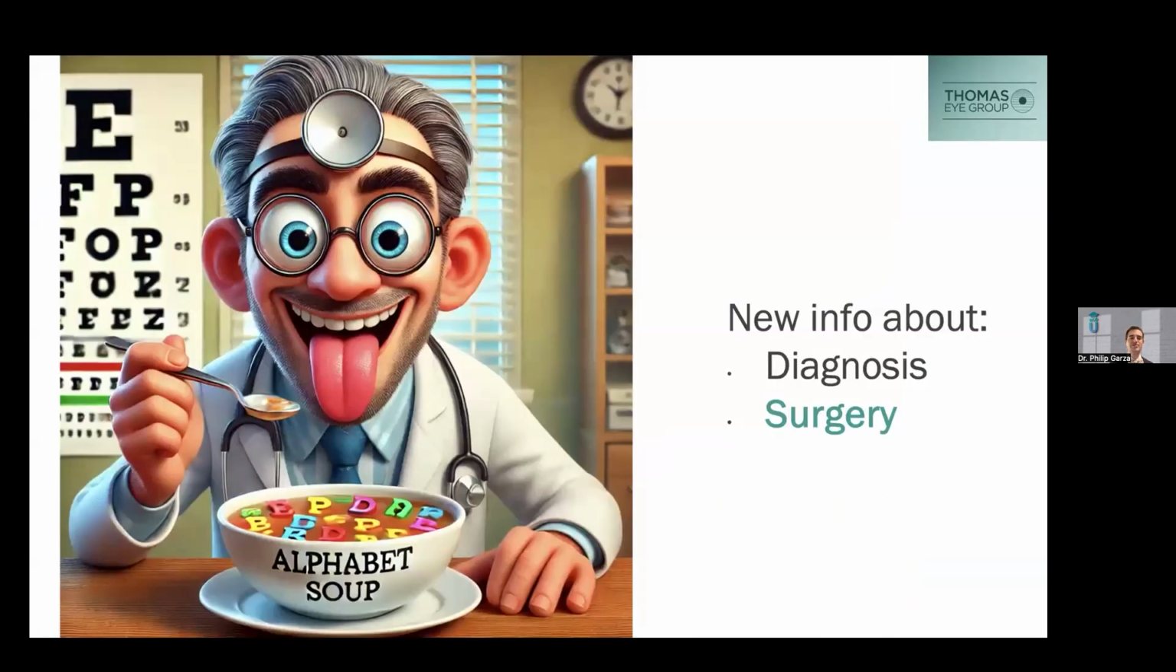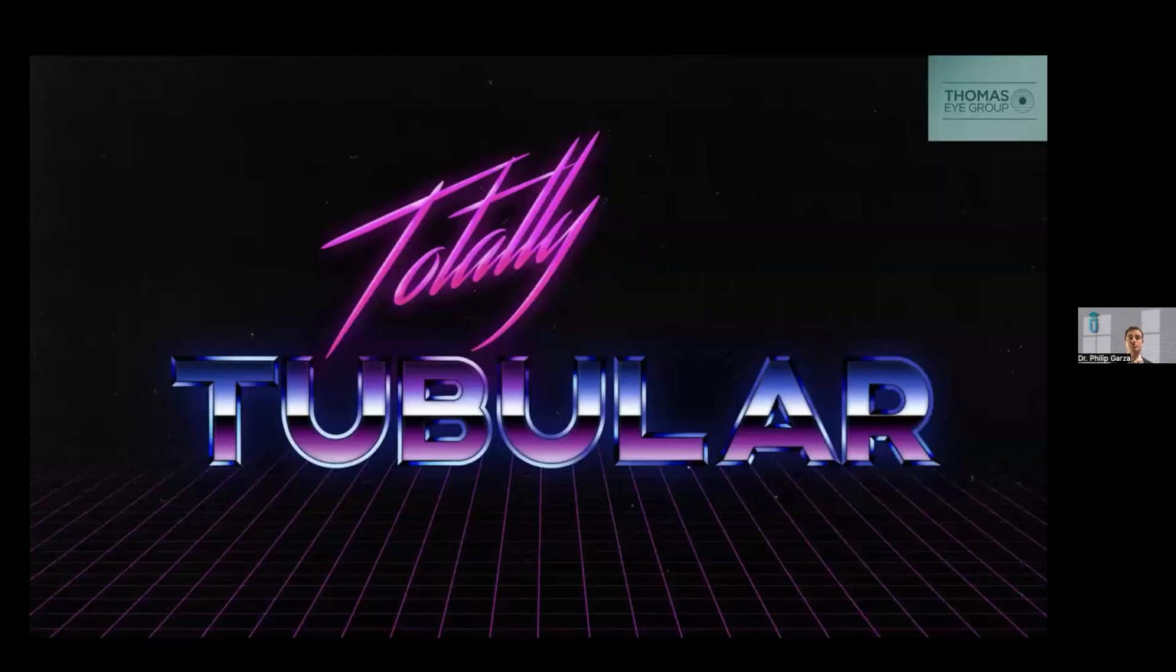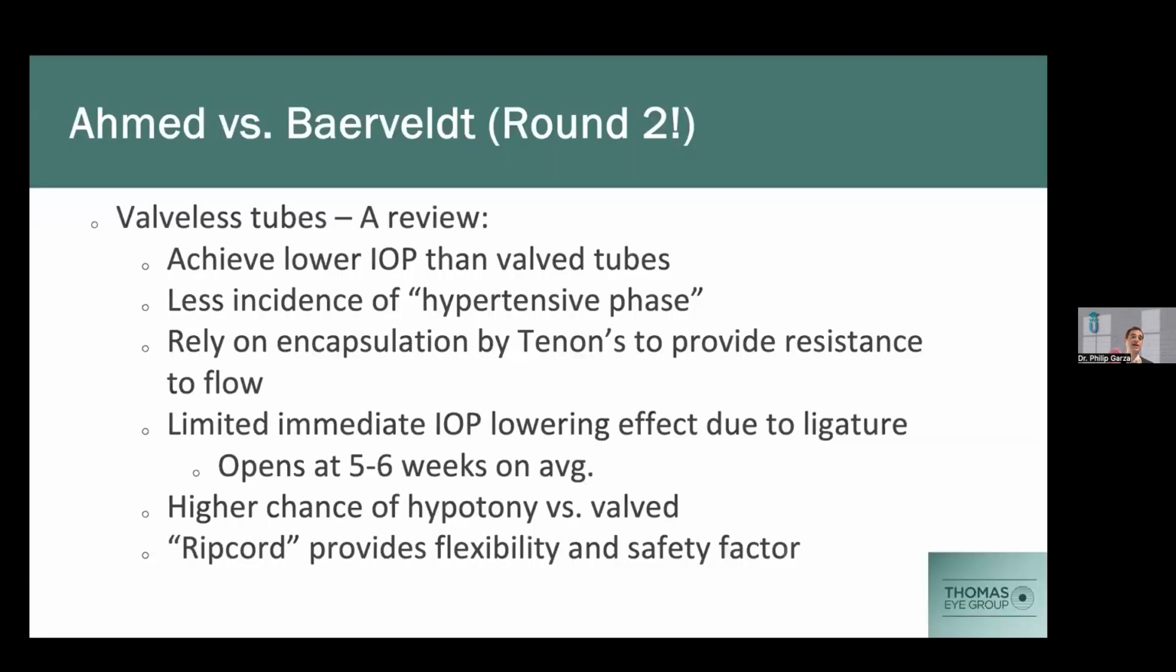Now moving on to new information about glaucoma surgery. And this is heavy-hitting traditional glaucoma surgery, and we're going to start by getting totally tubular. This is a recap of the Ahmed versus Baerveldt study with a twist. In this case, what we're talking about is tubes that are valveless. So valveless tubes are tubes that do not have a check valve on them. They are widely understood to achieve lower IOP over the long term than valved tubes. There's less incidence of hypertensive phase than there is with valved tubes. And they basically rely on encapsulation by Tenon's to provide resistance to flow after the first 6 weeks of healing.